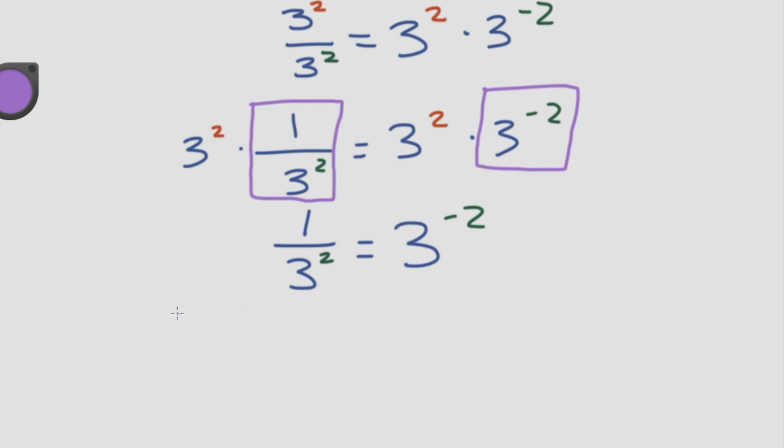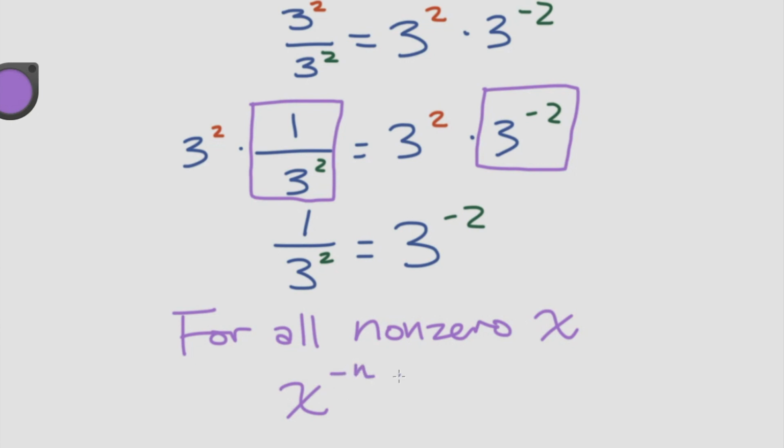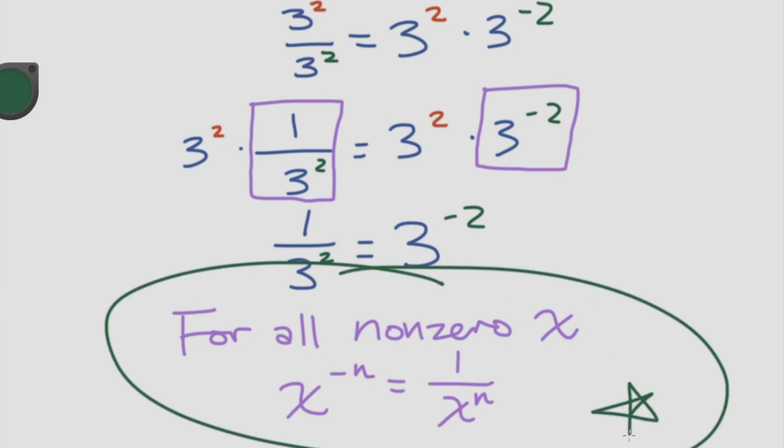Now, this gives me a good idea of what a negative exponent is. So I'm going to write that for all non-zero x, x to the power of negative n is always equal to 1 over x to the power of n. As we see here, 1 over 3 to the power 2 is the same thing as 3 to the power negative 2. The reason why 0 does not work for x is because you cannot divide by 0. So this is important, so I put a circle around it as well.